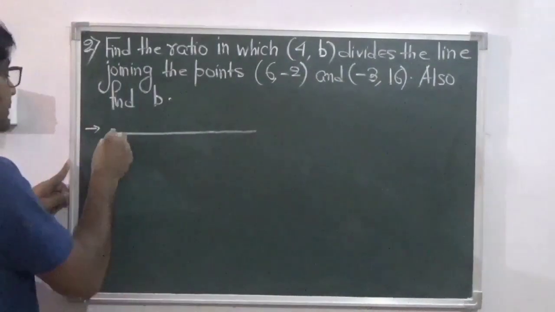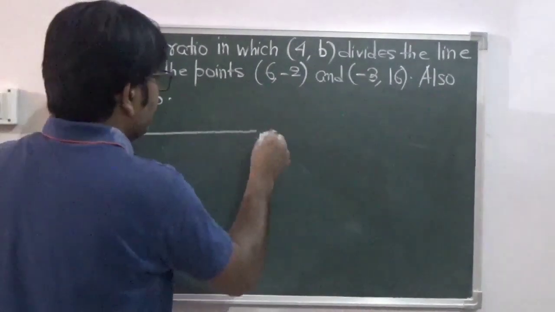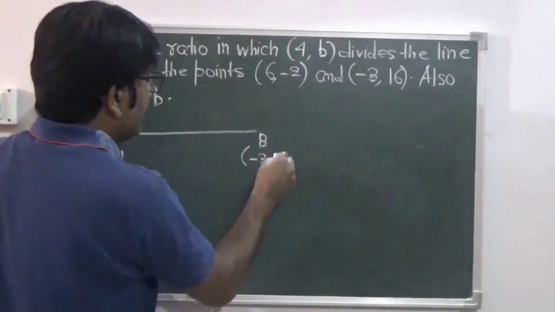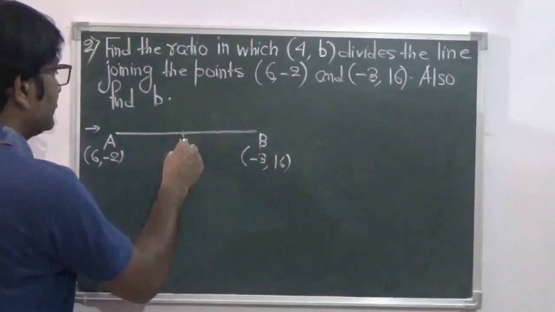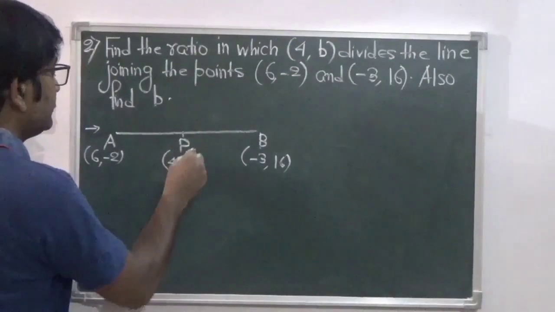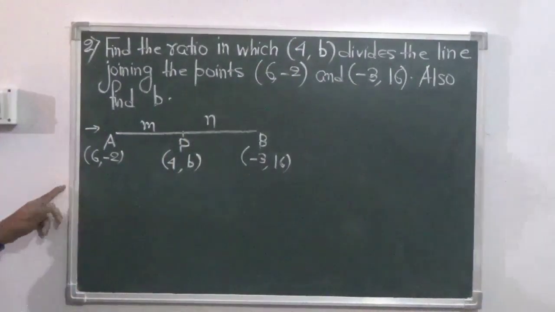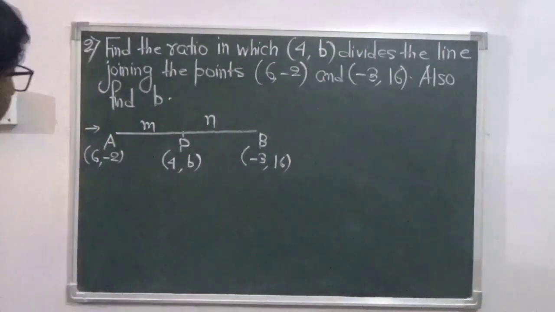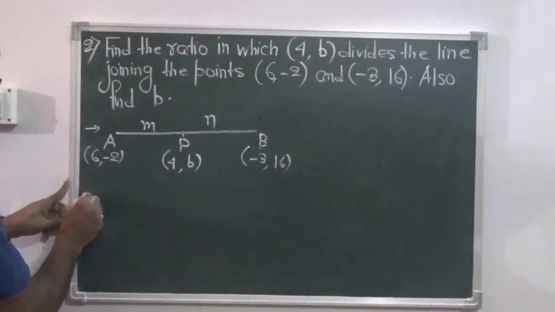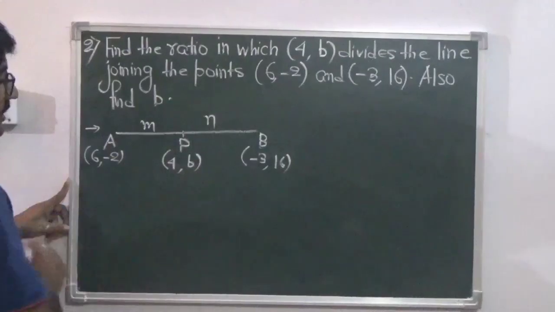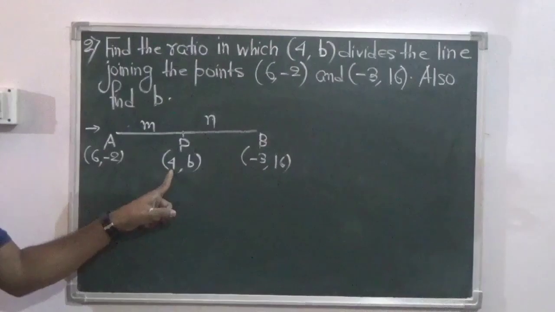Suppose this is A, that is (6, -2), and this is B, that is (-3, 16), and the point is P, and this point P is (4, b), and the ratio is M is to N. We don't know the ratio because that is what we need to find here. Now if we apply the section formula here, we have (M into minus 3 plus N into 6) by (M plus N) equals 4, right?